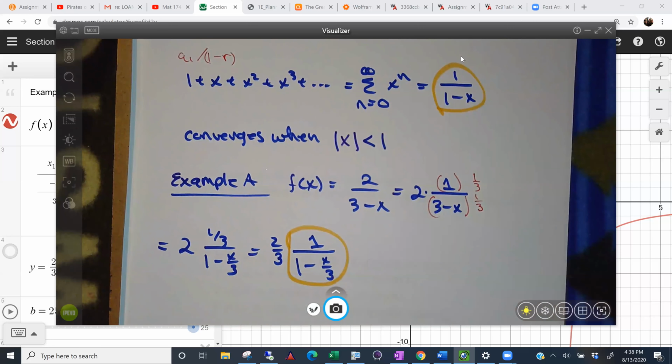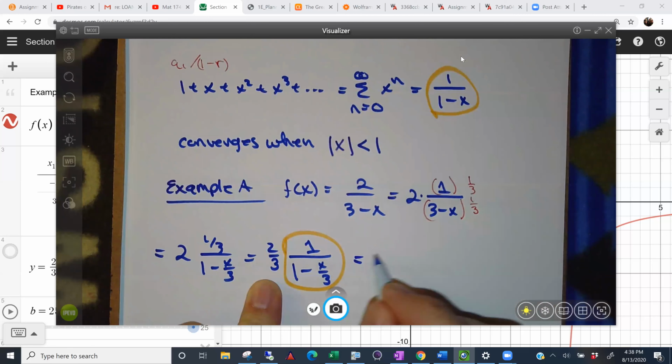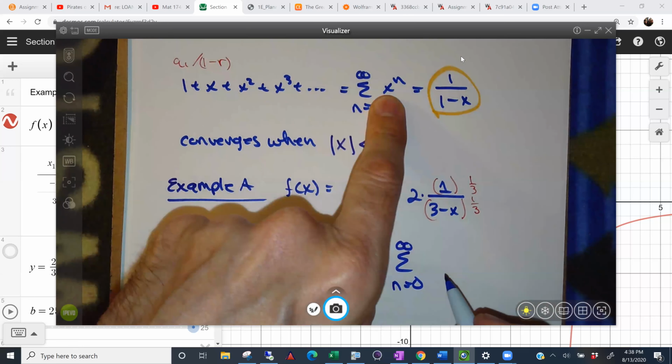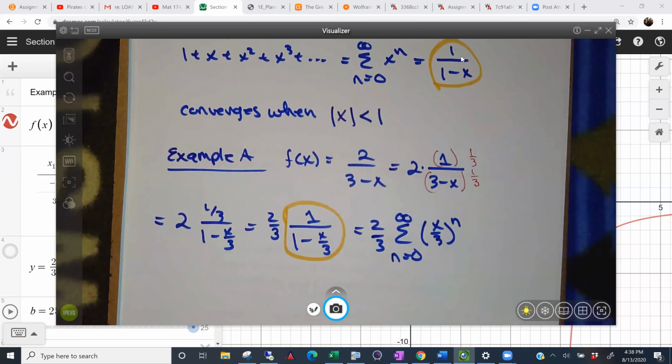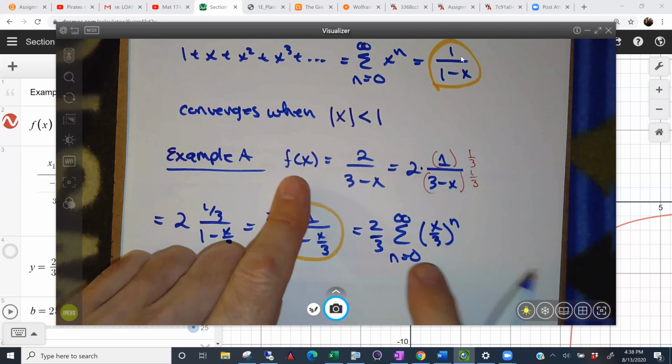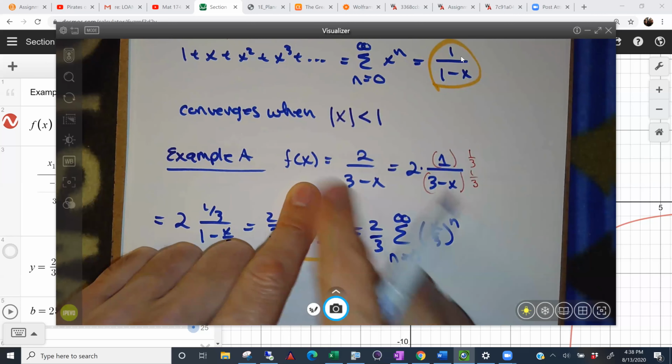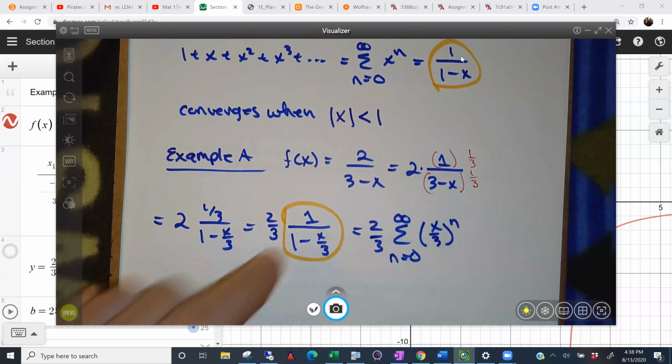So let's write that as 2/3 times a series summing from n equals 1 to infinity, x to the n. Well, instead of our x, I've got x over 3. So x over 3 to the nth power. Cool. So that's our series. That's an infinite power series representation of this function.